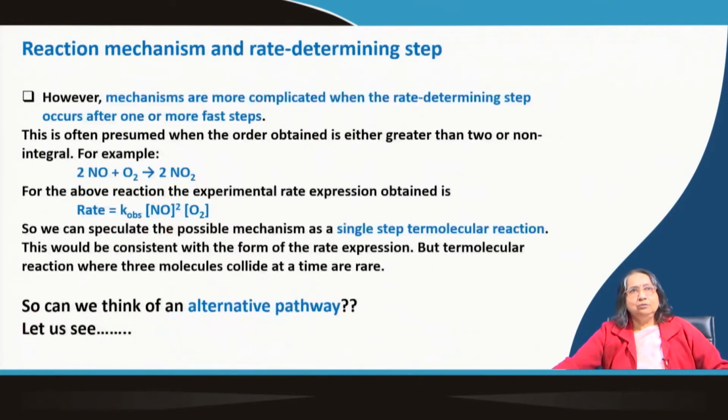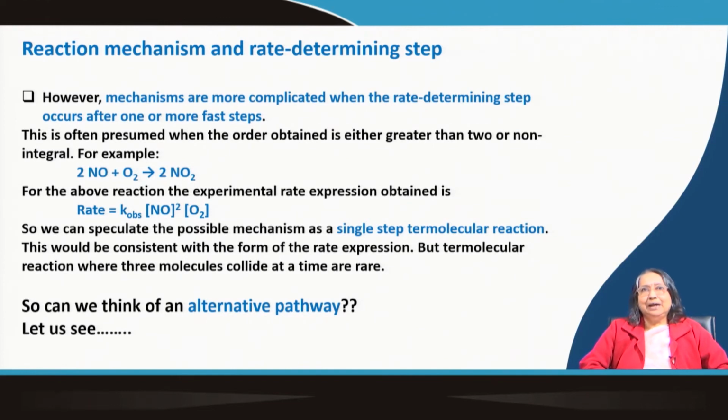Okay. Now, reaction mechanism and rate determining step. Mechanisms are more complicated when the rate determining step occurs after one or more fast steps. It is not like the previous one, where the slowest step was the first step. Here it is not like that. Mechanisms are more complicated when the rate determining step occurs after one or more fast steps.